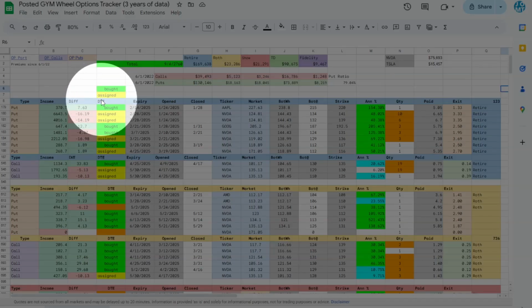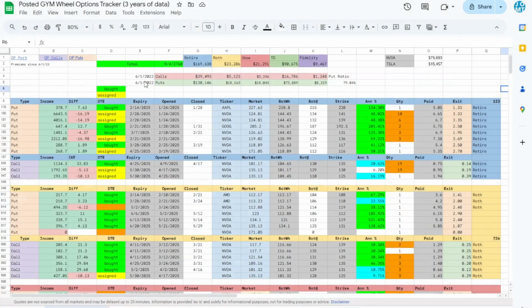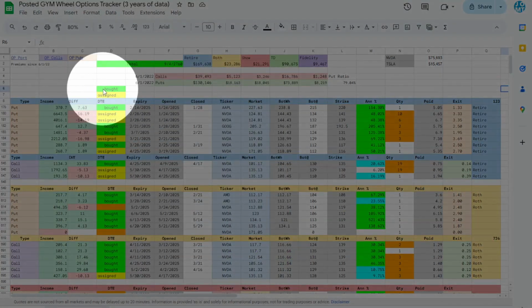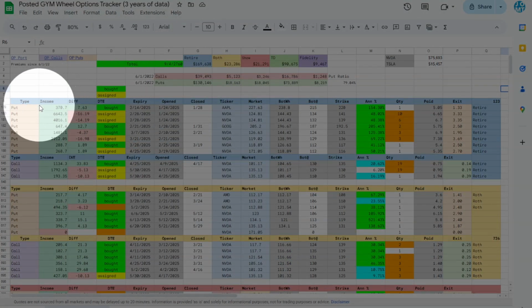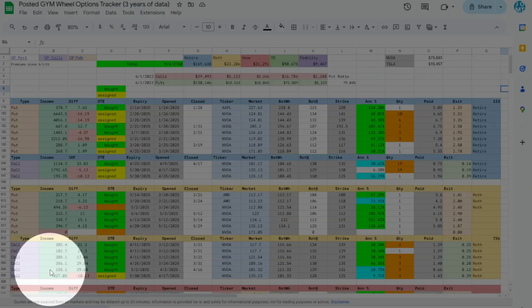In the shared 3-year example, I've removed the running totals so we stay focused on structure and decision-making. In the downloadable version, these totals update automatically with your trades, not mine. But all it does is add up all the income from the second column that you've generated.